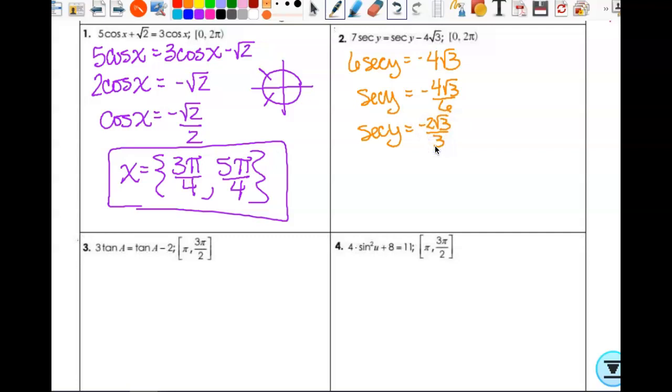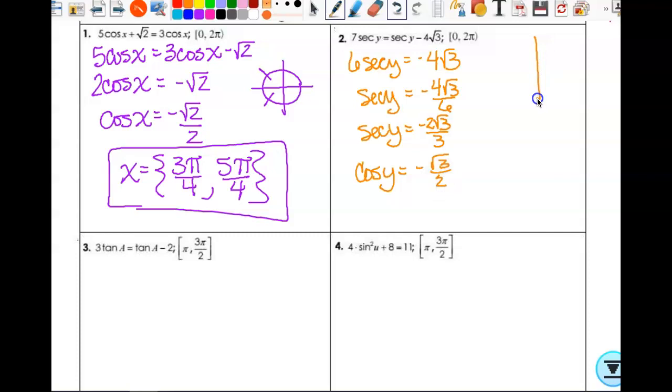Now, we've been dealing with our reciprocals, but we really understand sine, cosine, and tangent better, right? So it would be nice if I could think of this in terms of sine, cosine, and tangent. What is secant the reciprocal of? Cosine. So then I can say this is cosine of y. That equals, what's the reciprocal of negative 2 square roots of 3 over 3? Square root of 3 over 2.